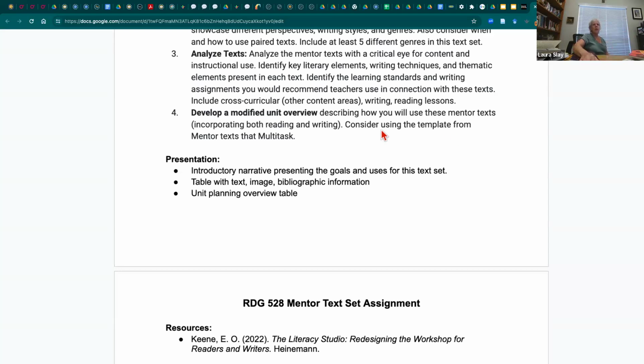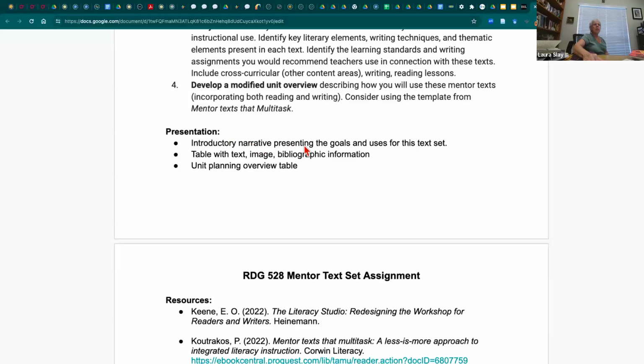So it says, consider using a template from Mentor Texts That Multitask. Let me make sure that we know that's a book. Your presentation is an introductory narrative presenting the goals and use for the text set. So that's half a page of writing, whatever it takes to introduce what you've got. You're going to have a table with the text and the image and the bibliographic information, and a unit planning overview table. So one's a list of the books in a table format, because I think that's easiest. And then the other one's a unit planning in a table. It makes the most sense.